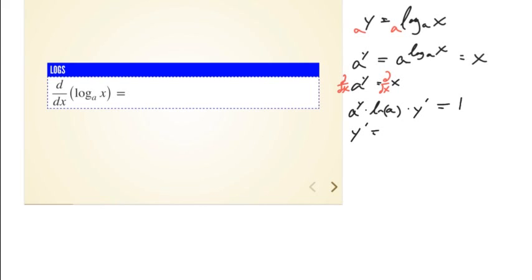Alright, now let me move everything but y prime over. So this is just 1 over a to the y natural log of a. But keep in mind, this a to the y, earlier we said that equals x. So what we've got is y prime equals 1 over x ln a.